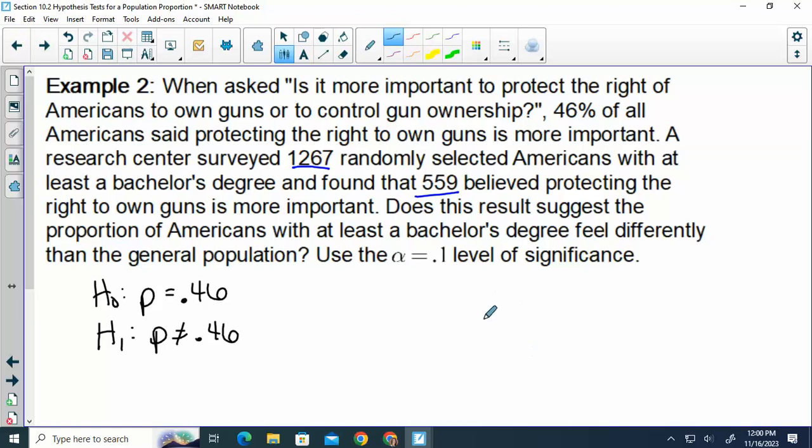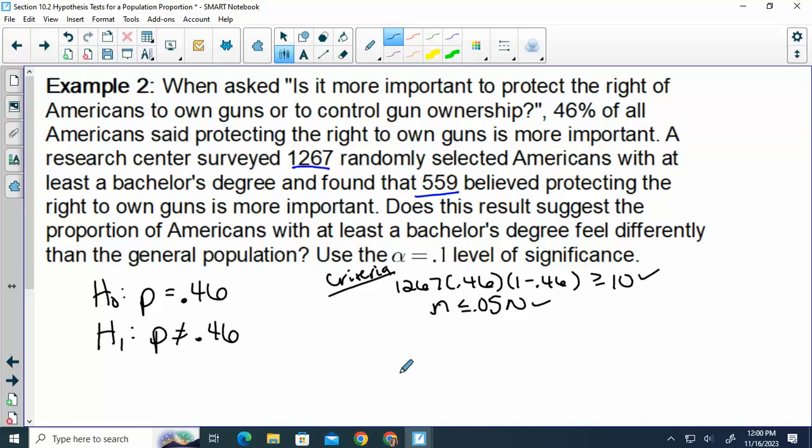All right, let's check our criteria. So n times p times 1 minus p is most definitely greater than or equal to 10, and I'm going to assume that this is less than 5% of the total population. So my criteria are good.